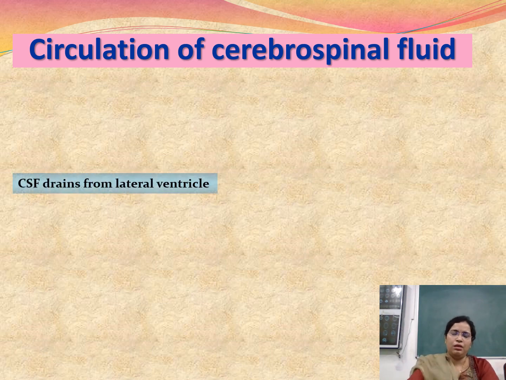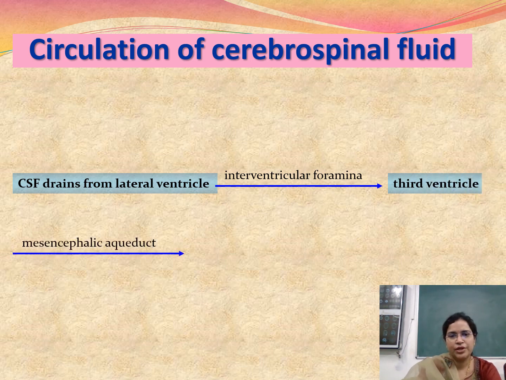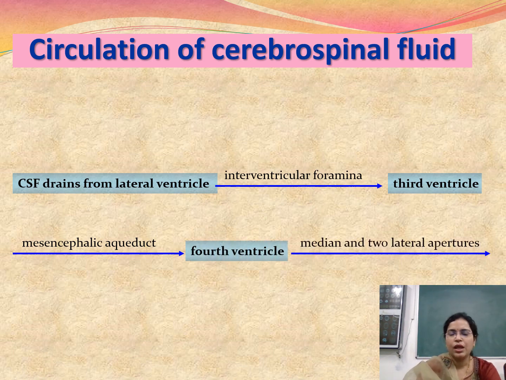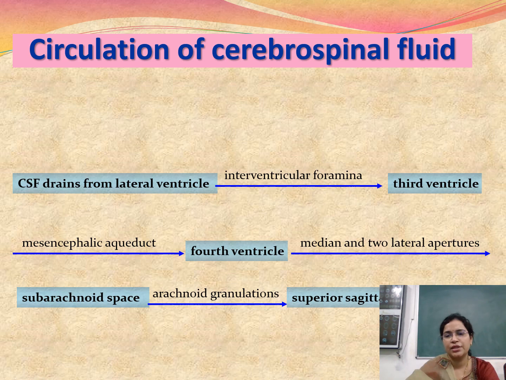Now circulation. CSF drains from the lateral ventricle, through the interventricular foramen, to the third ventricle, then through the aqueduct of Sylvius to the fourth ventricle. Then the median and the two lateral apertures lead to the subarachnoid space, to the subarachnoid space covering the brain, and the arachnoid granulations, and ultimately into the superior sagittal sinus.